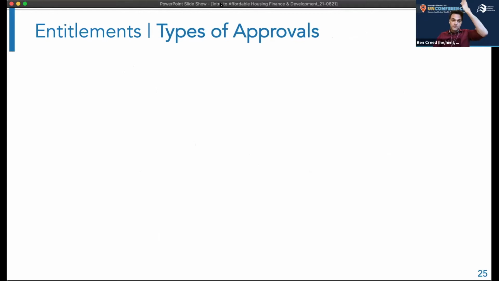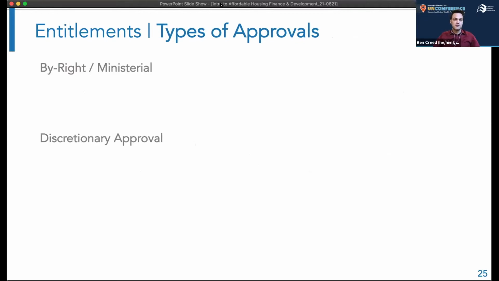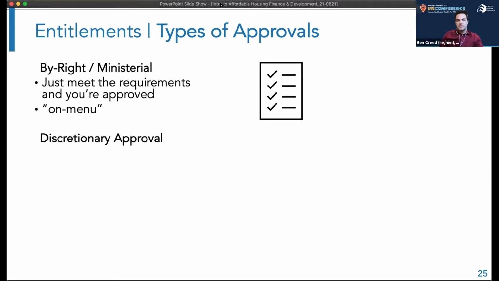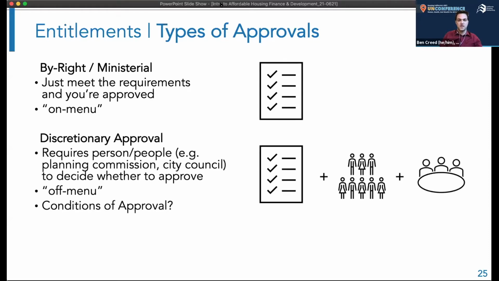There are two types of approvals that are very important when looking at entitlements, and the distinction is very important. Some designs, some projects will be subject to a by right or a ministerial approval. And in that case, there's just some requirements out there, like the base zoning or maybe an incentive program that exists. And as long as your design meets all of the requirements, it's going to require submittals and reviews. But once you've shown that you meet all the requirements, you're approved. No one can really deny your project if it is on the menu of available designs.